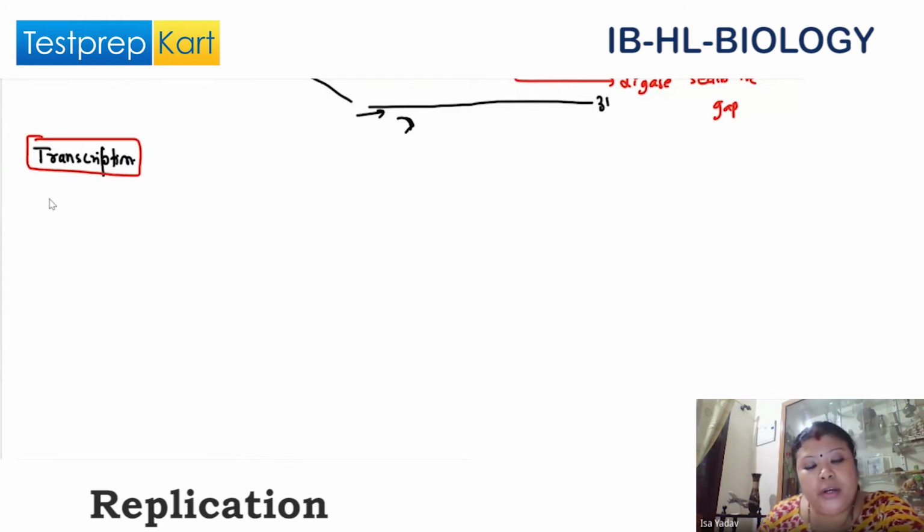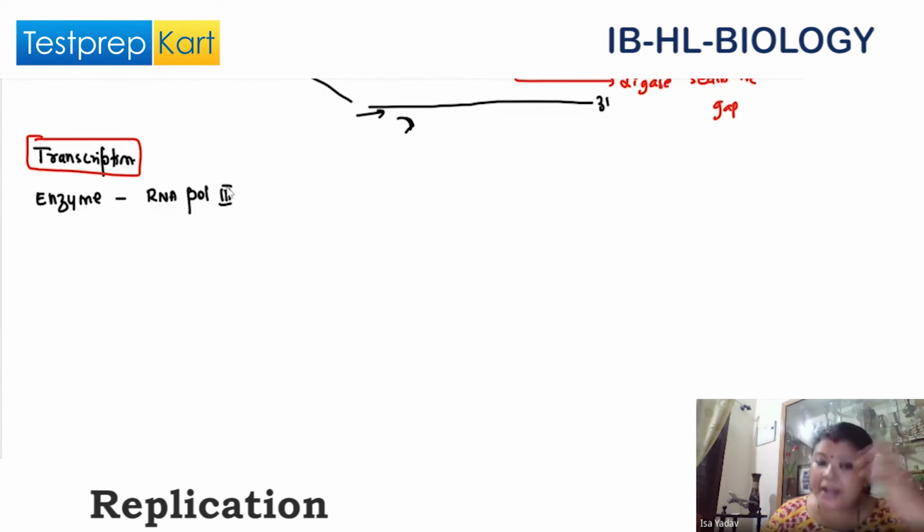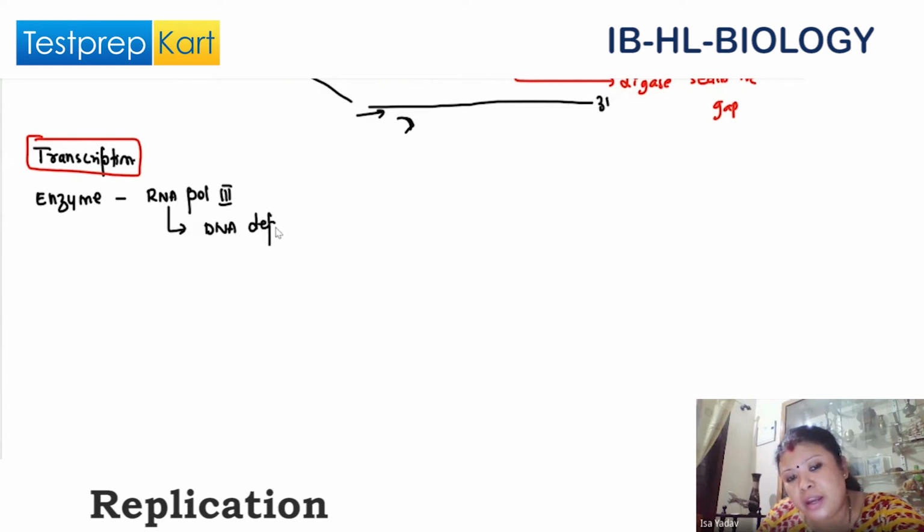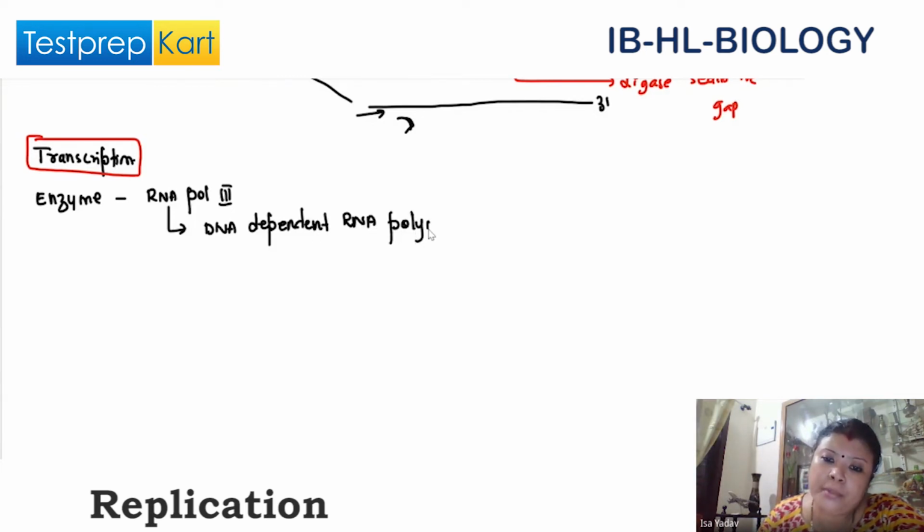So here, the enzyme that will be required is RNA polymerase 3. You can write, if not, no problem. RNA polymerase, also called DNA dependent RNA polymerase.